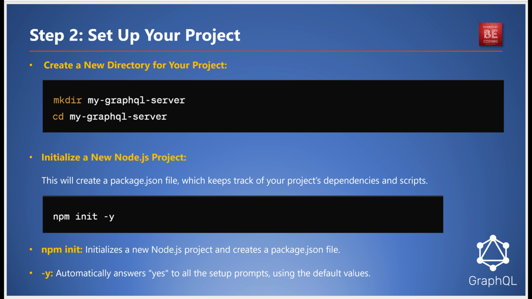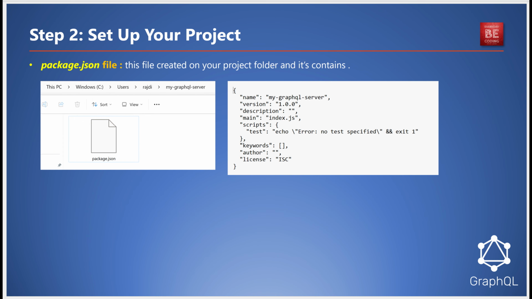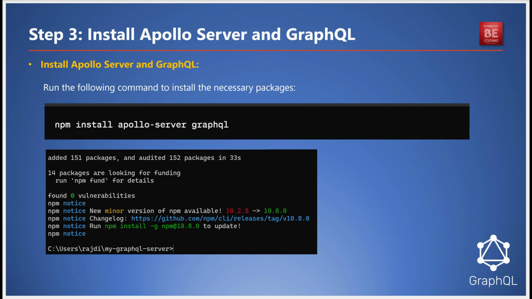Now, create a new directory for your project. Open your terminal and type followed by. Initialize a Node.js project within this directory by typing. This command automatically creates a package.json file, organizing your project's dependencies and scripts. Next, install Apollo server alongside GraphQL. Execute in your terminal. This command fetches and installs these crucial packages, setting the stage for your GraphQL server.